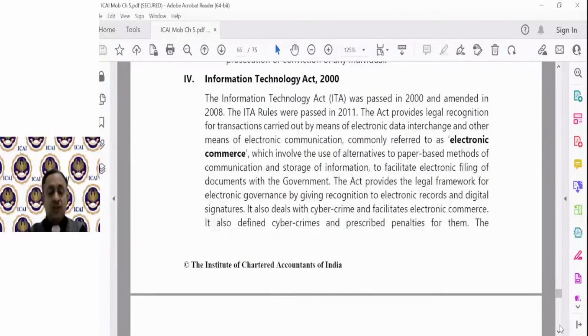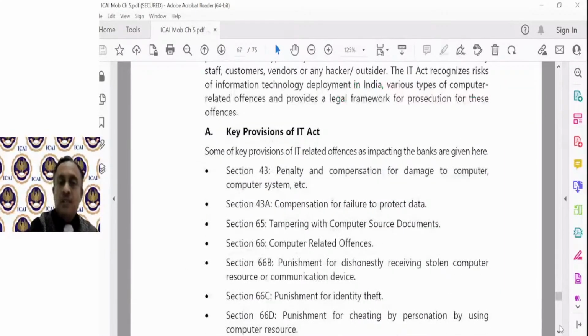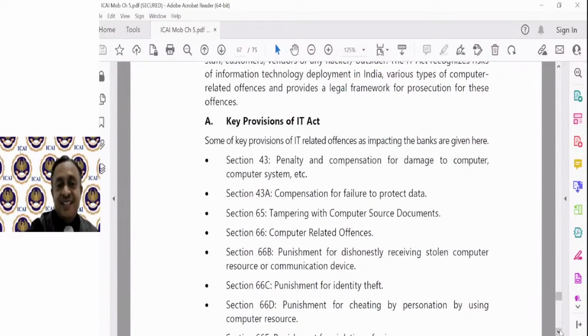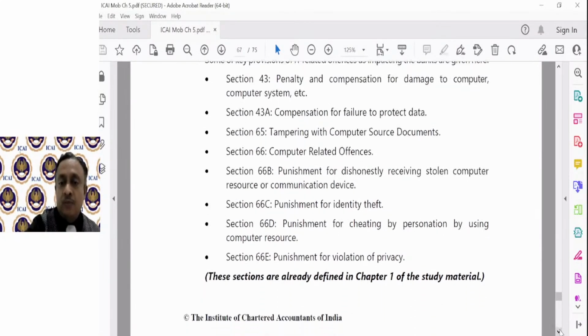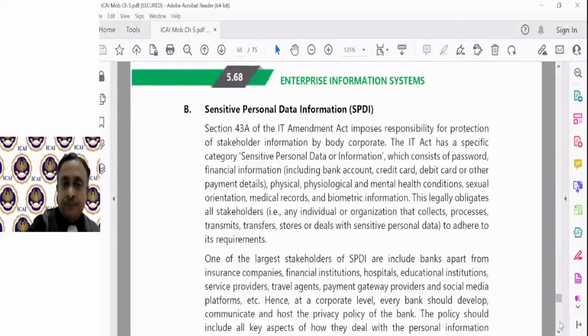Then the Information Technology Act 2000, as amended in 2008. We have talked about a lot of sections. The numbers are here also. Exactly these sections we just talked about. 43A, I didn't say, so just keep a tag of it. We have discussed 43A with more examples, 43 capital A, then 65, 66, 66B, C, D, E. They are already part of your module, chapter 1.